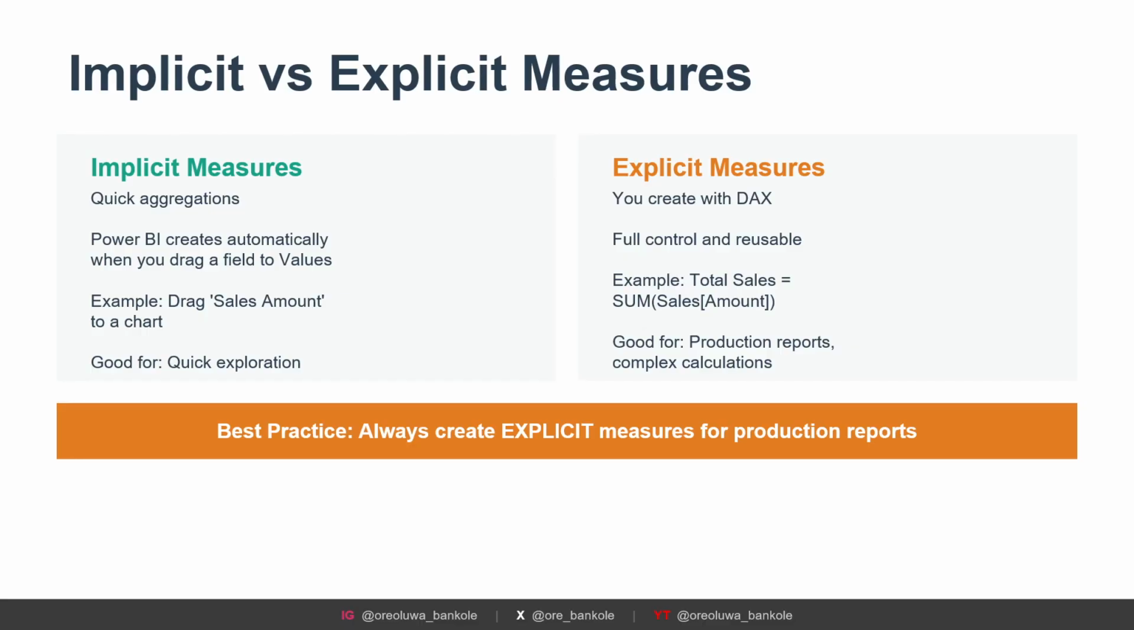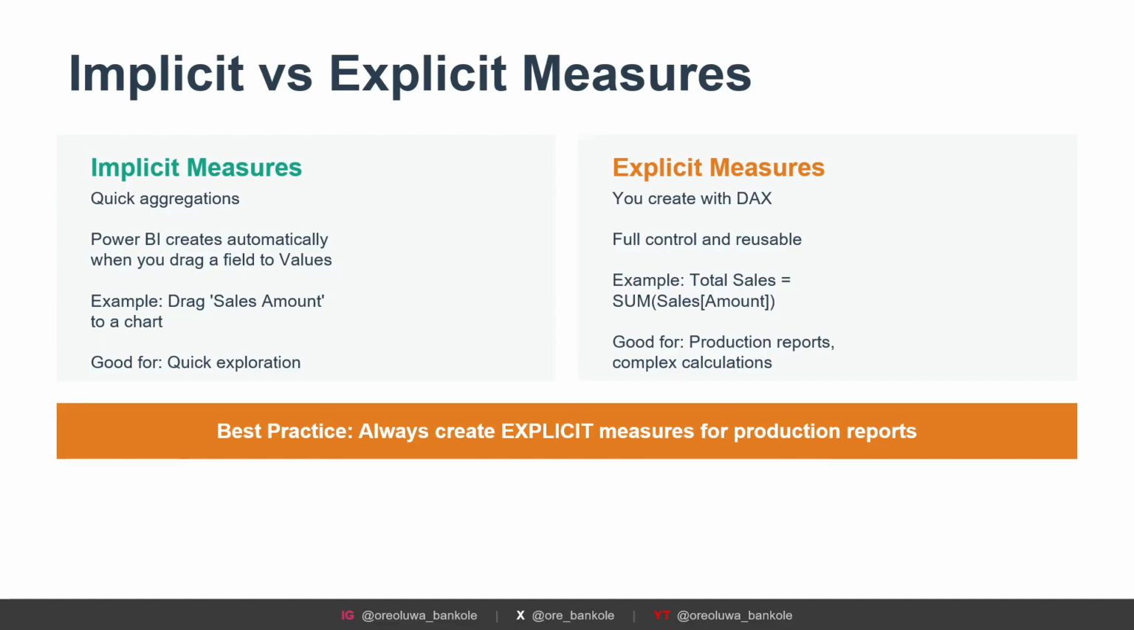Let me give you an example in Microsoft Excel. In Excel, if you type equals sum of something, that is already explicit. But implicit in Excel terminology is when you highlight the cells and look at the status bar at the bottom, which gives you a summation. That one is implicit. Are you following me, everybody?